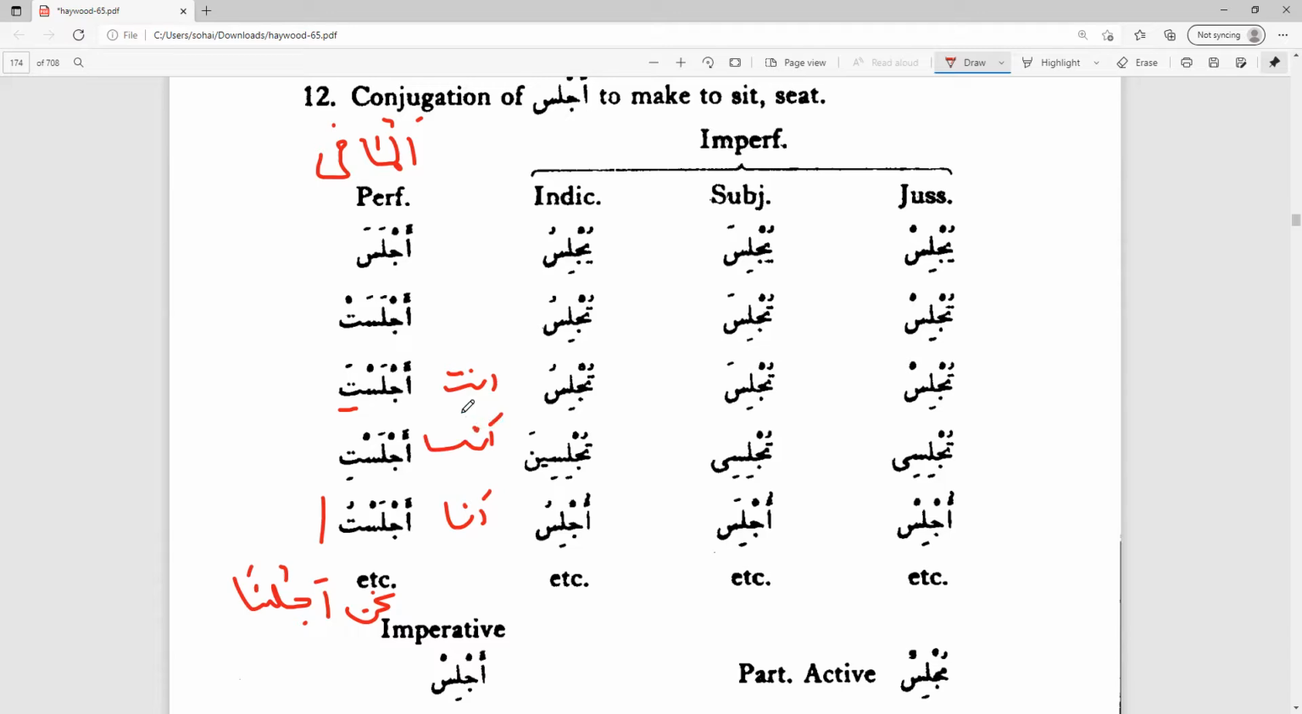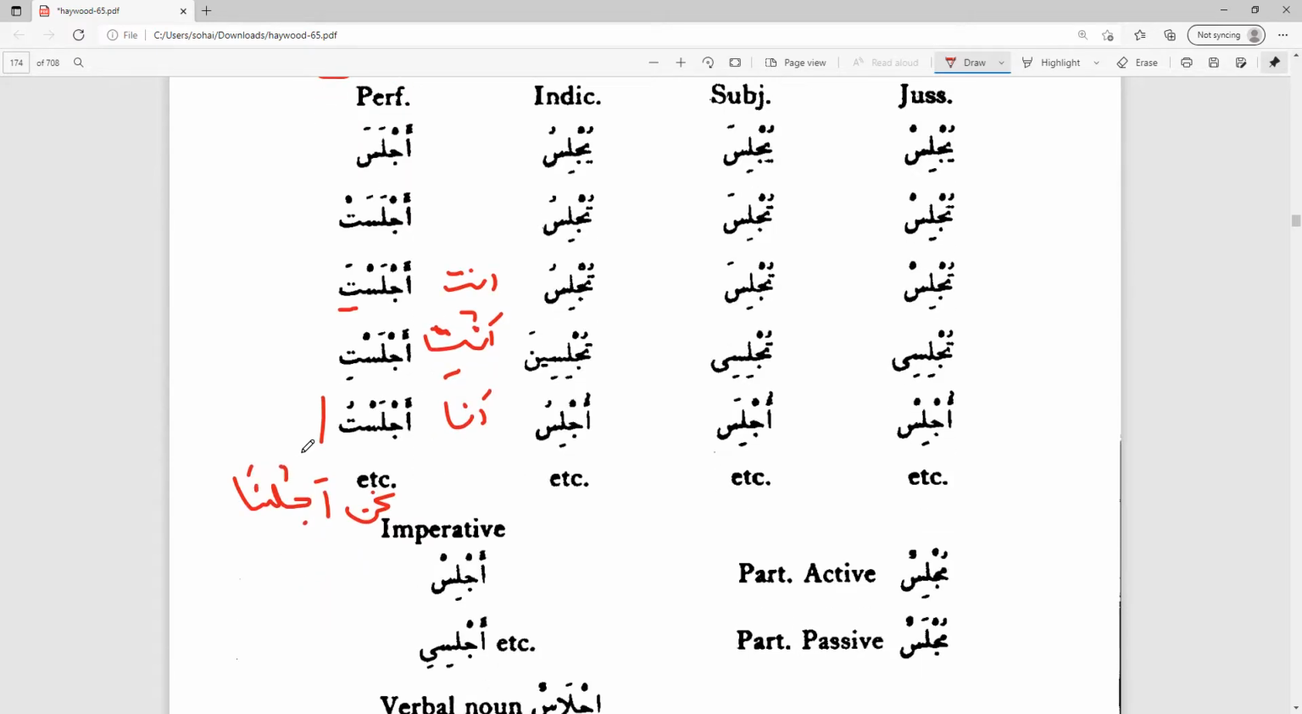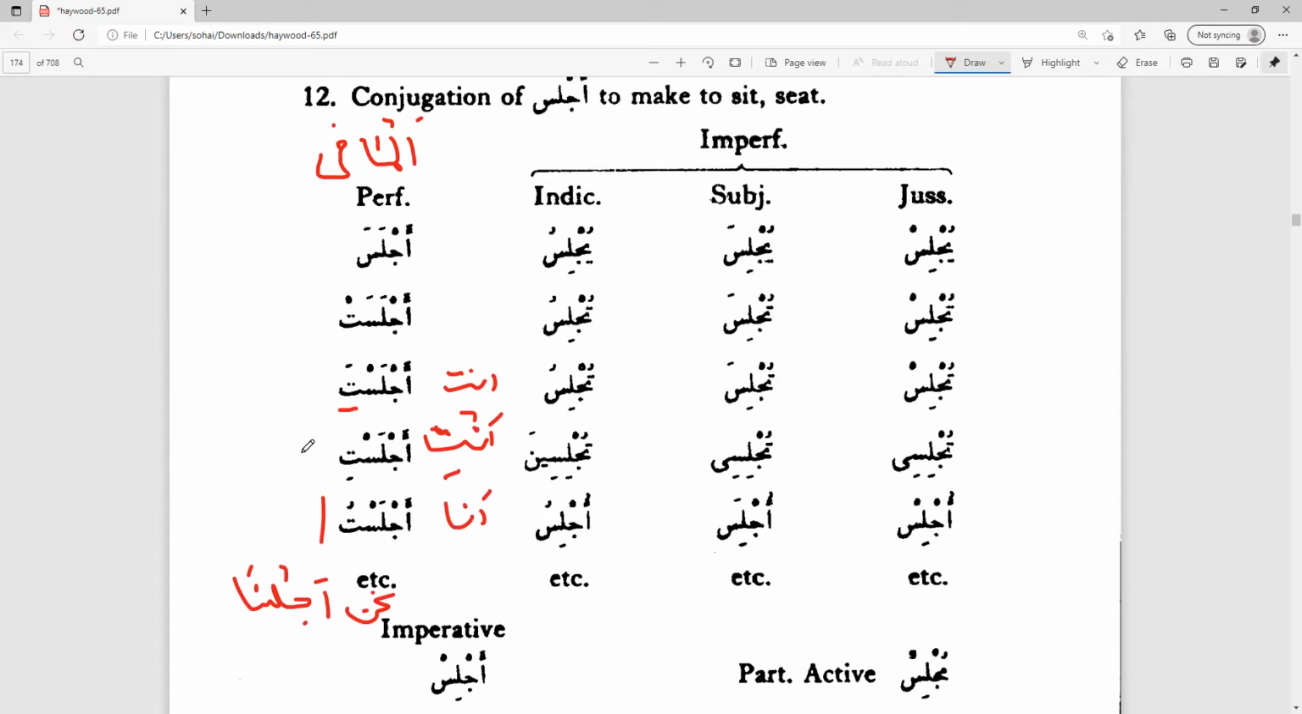Do I need to write everything down, or do you understand? Let me know. Do you want me to write it down, or do you think you're okay with it? Anti ajlasti, antuma ajlastuma, antum ajlastum. Is this okay, or shall I write it down? No, sir, it's okay. You okay with it, Farhana? Who is that? I'm not sure. Days, you okay with it?